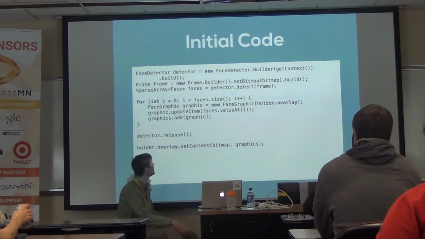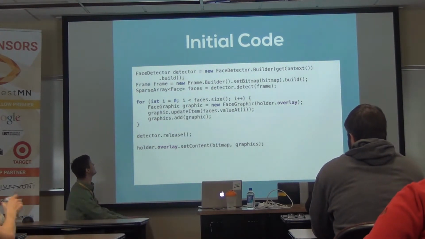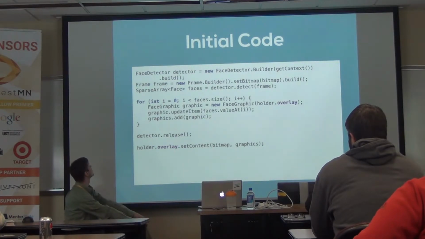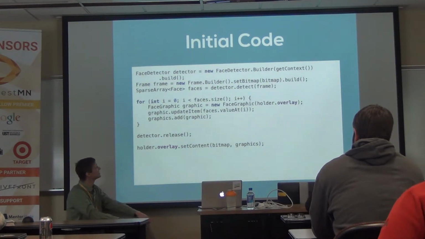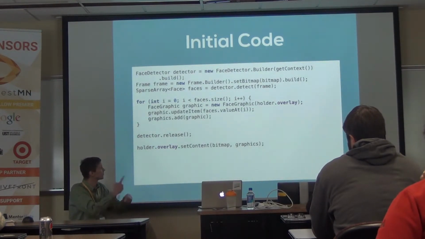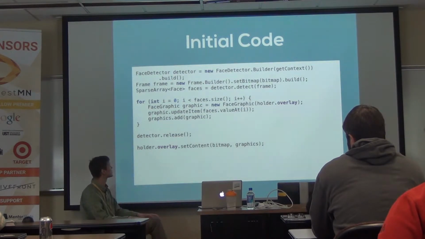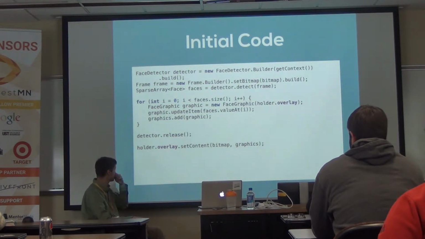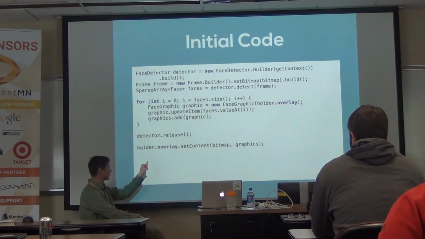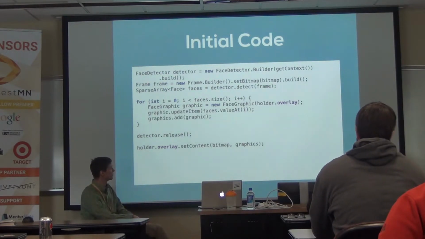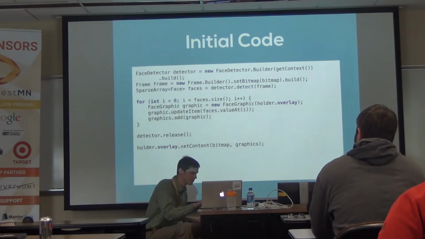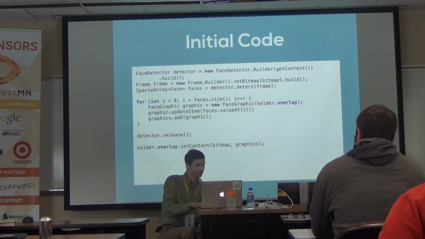So here's the initial code. It looks a lot like the barcode code. In fact, it's nearly identical. So instead of a barcode detector, we have a face detector. We're still setting up the frame the same way. The detector throws back a sparse array of faces, and then we iterate through that and create face graphics rather than barcode graphics. I guess the only thing to mention here is that since we're using a RecyclerView, each internal view has its own view holder with its own overlay. So we need to actually go into that rather than one big overlay.